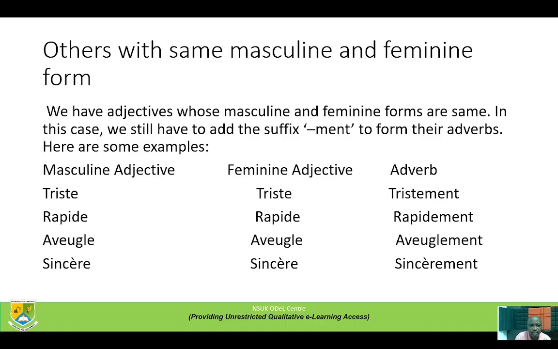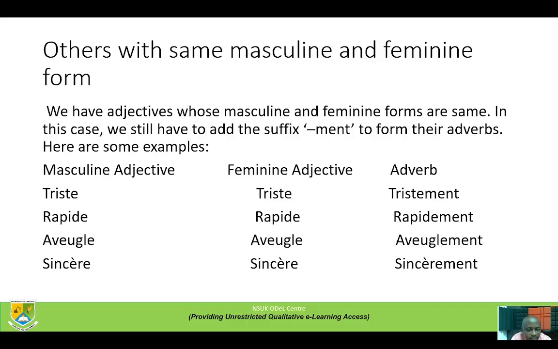Now, others with the same masculine and feminine form. We have adjectives whose masculine and feminine forms are the same. In this case, we still have to add the suffix -ment to form their adverbs. Here are some examples: masculine adjective, feminine adjective, then adverb.